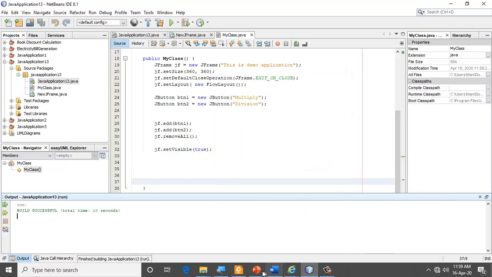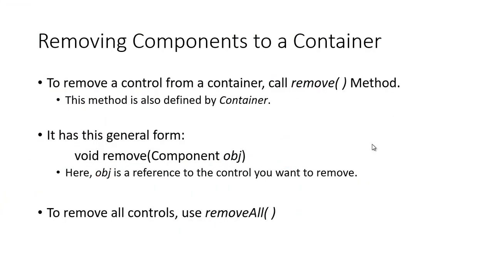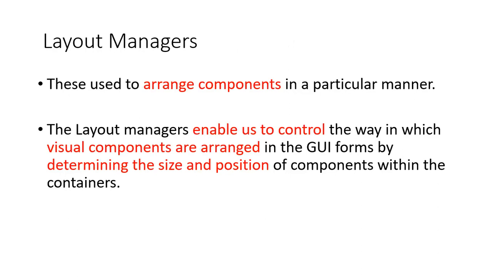Let's come back to the slide here. We have added, and now how do I remove it? To remove a component, you call remove, supplying the component that you want to remove. To remove all the components, call remove all. So this is what it is all about, components and container. Next we are going to look at layout managers. These layout managers are helpful for arranging the controls. We are going to look at layout managers in our next class.